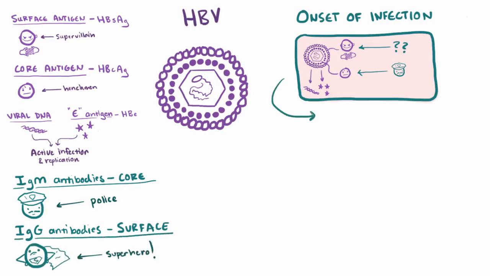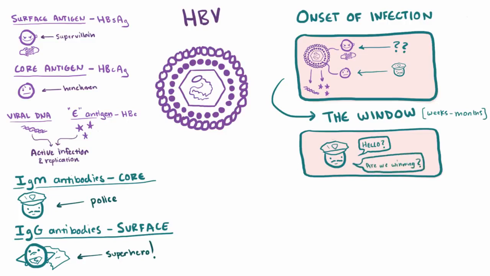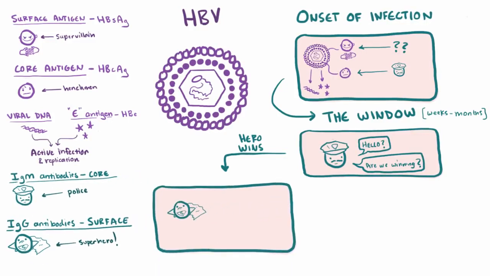At this point, the host enters this spooky phase called the window, where neither the supervillain nor the superhero can be detected because they're both so low. And this can last from several weeks to months. It's like this war is being waged, but we don't know who's coming out on top. The only thing you can detect during this stage is the IgM core antibodies, the police force. At this point, two things can happen. If the superhero comes out, the IgG antibodies to the surface antigen, then we're golden. And this means the day is saved and we win.